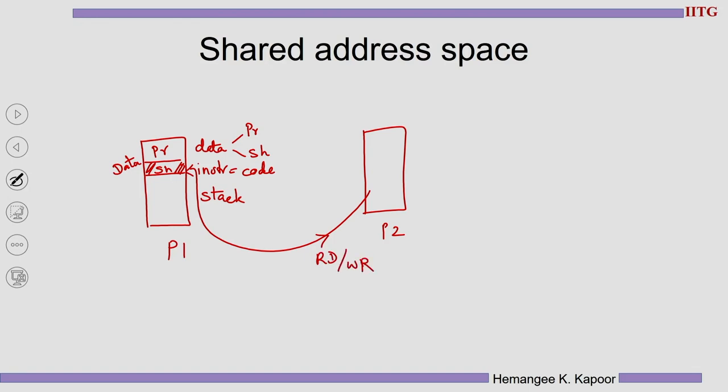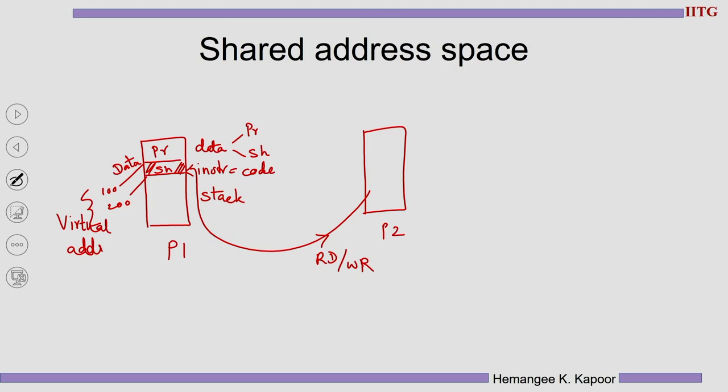When P2 has to read or write to a shared address space of another process, suppose the address range here is from 100 to 200 in P1's address space, right? So what are these addresses with respect to P1? They are the virtual addresses of that process, right? So these are virtual addresses. Now P2 wants to access those virtual addresses.